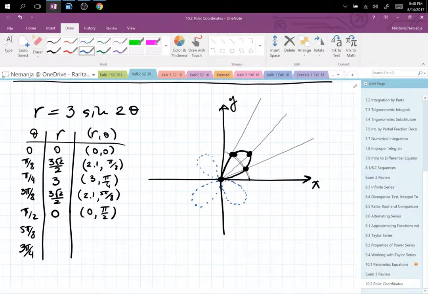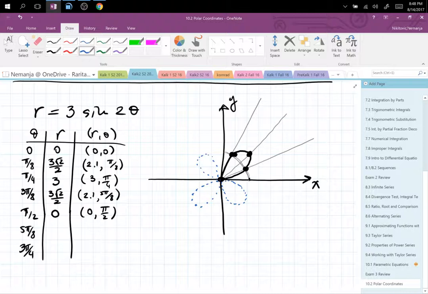So sine of 3 theta has 3 petals. 5 theta, 5 petals. 11 theta, 11 petals. 12 theta, 24 petals. All right? So even numbers are doubling, and odd numbers stay what they are.